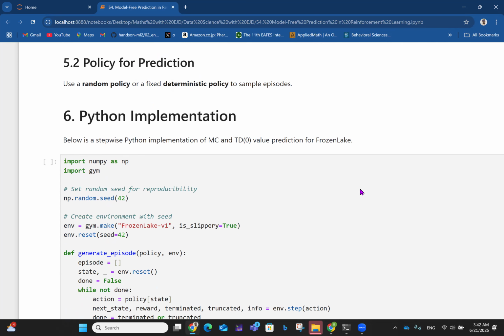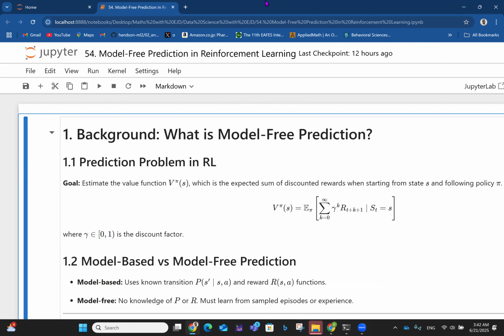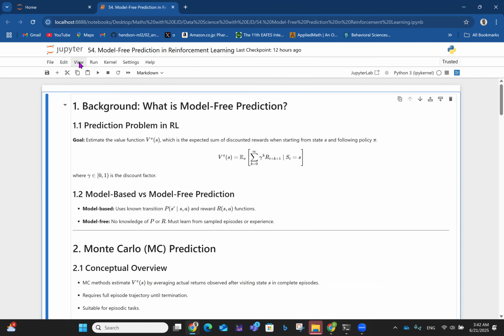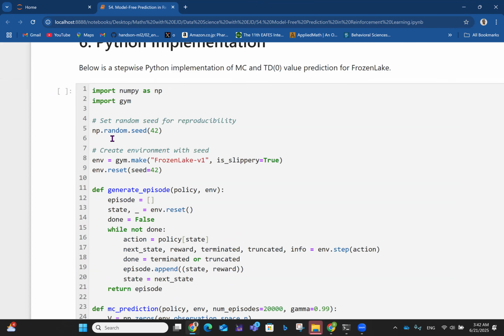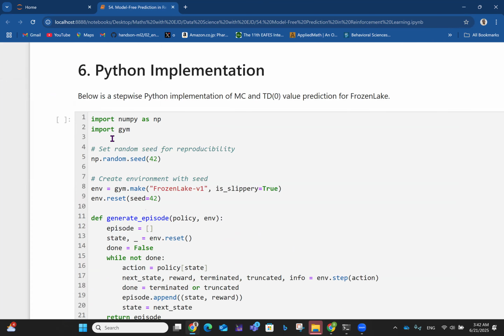So let's talk about a Python implementation in this case, talking about both Monte Carlo and temporal difference. So line numbers, right? Okay, so we need just NumPy and Gym. We've used Gym before. Gym is the place where different reinforcement learning algorithms are tried. Below is a stepwise Python implementation of both Monte Carlo and temporal difference value prediction for frozen lake.